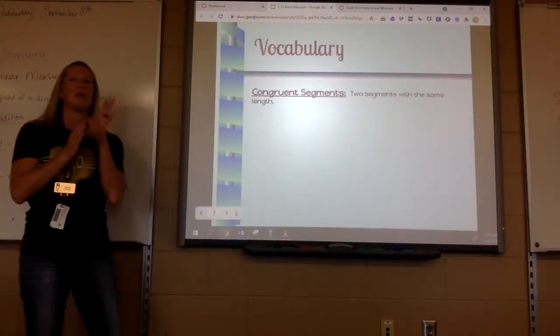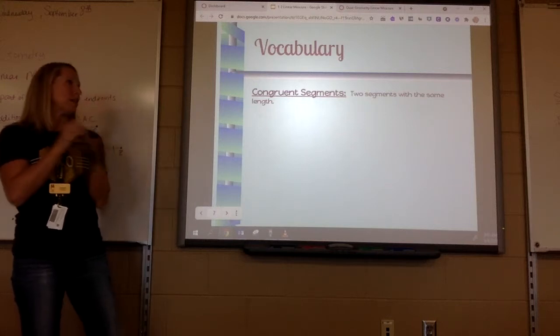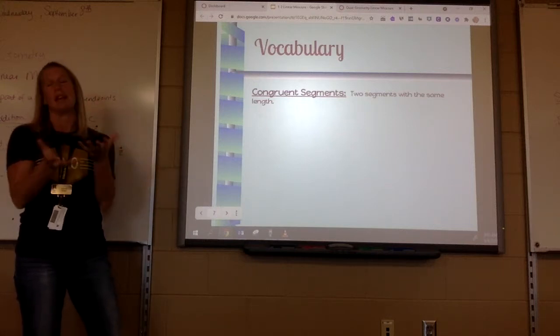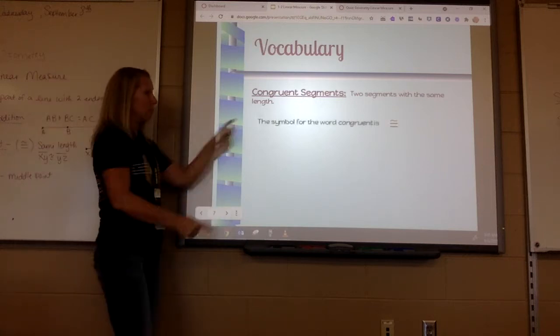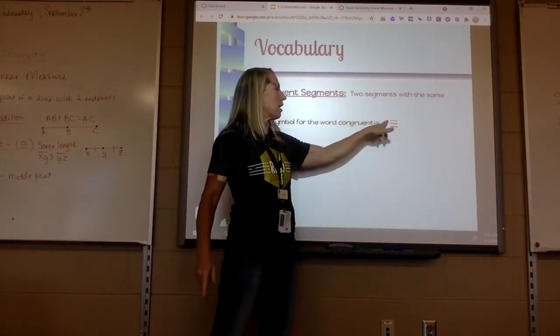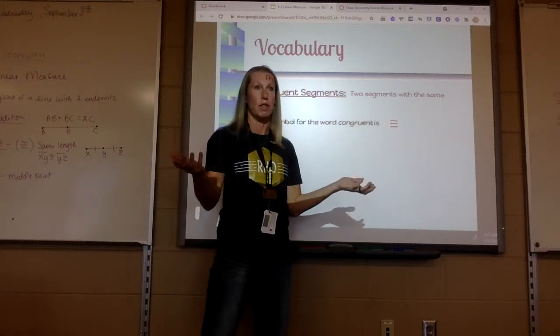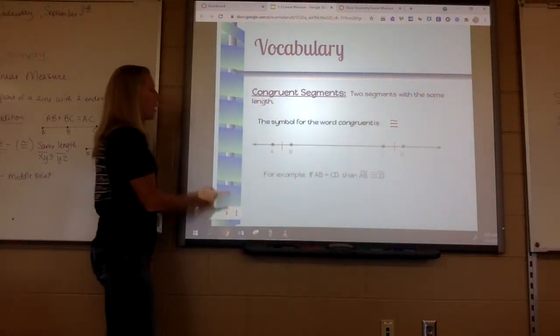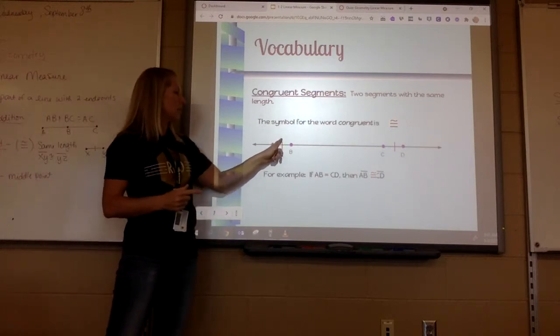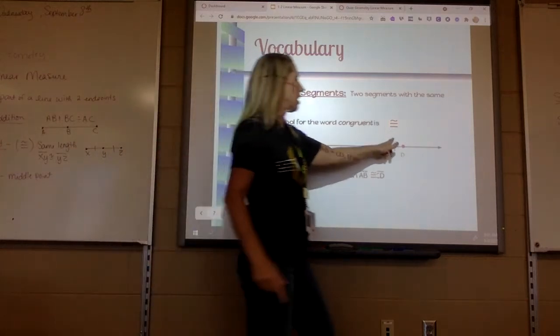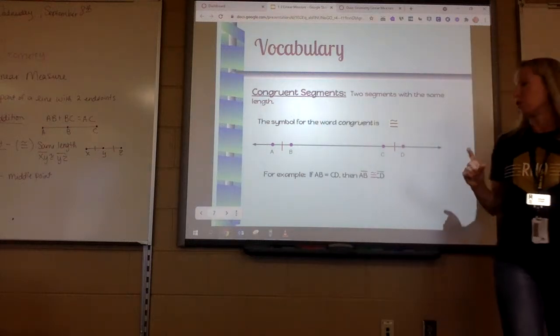Next, let's talk about the word congruent. Congruent segments have the exact same length. There's a symbol for congruent. You'll see an equal sign with a little squiggly. That just means congruent. But there's a way to mark congruent segments. In geometry, if you see those little slashy marks like that, that means those segments are congruent.